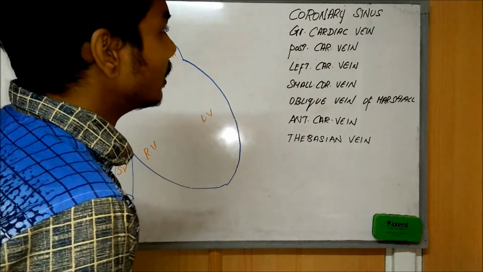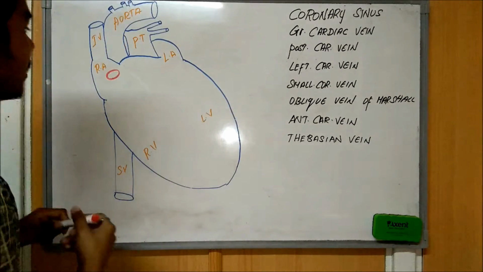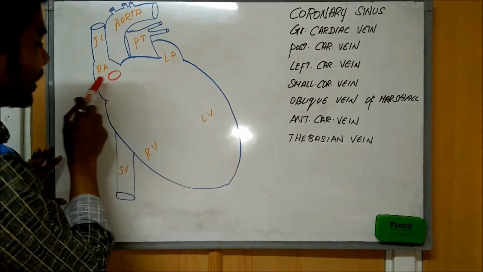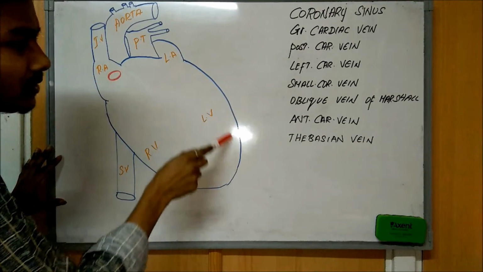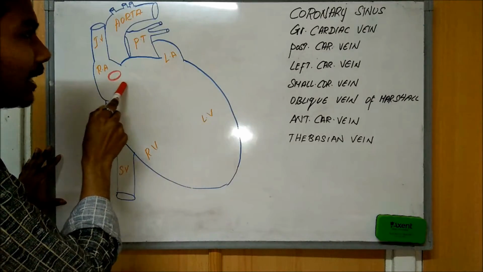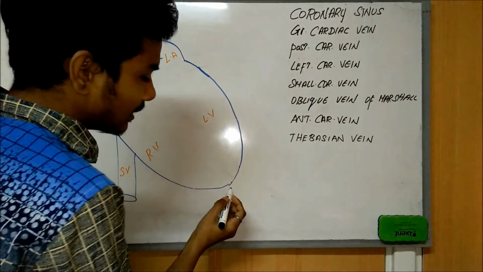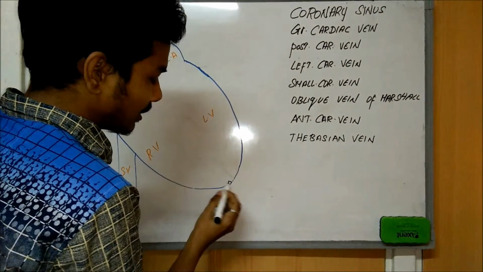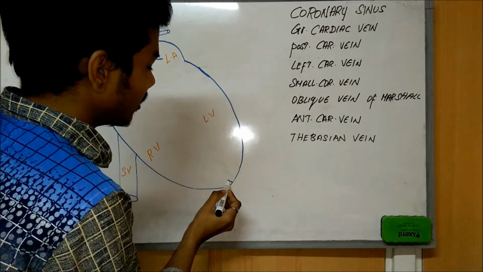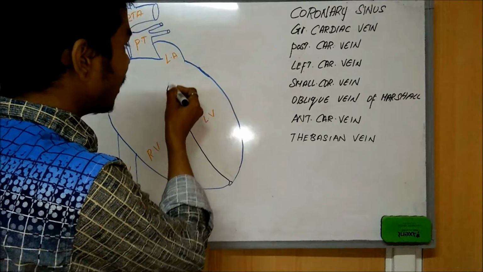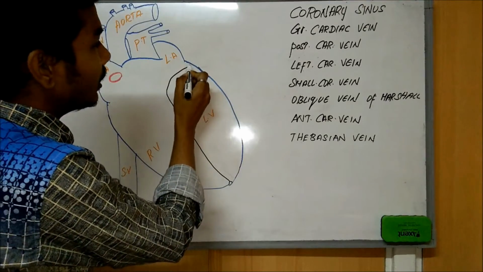So now we'll see where the veins are exactly located. The coronary sinus is exactly located in the right atrium. All the veins which come from the heart drain into this area, which is called the coronary sinus. The greater cardiac vein arises in the apex of the heart, exactly here, and it goes anteriorly in an upward manner, goes like this, and then it turns and makes a loop in the left auricle.